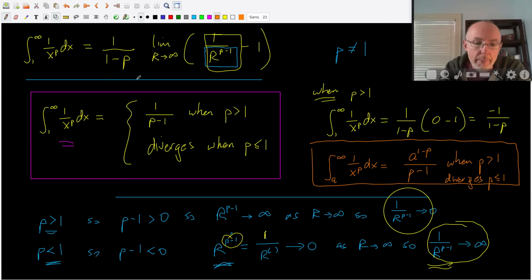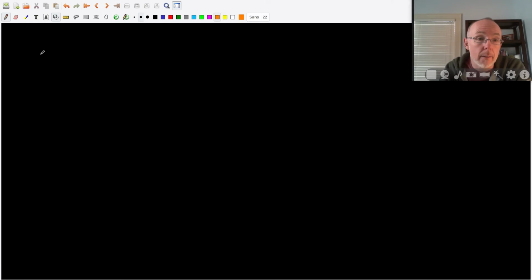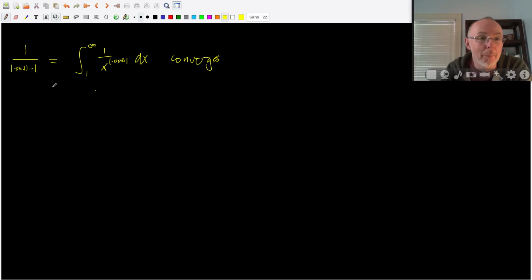So we know from this, for example, we can immediately say that the integral from 1 to infinity of 1 over x to the power of 1.0001 dx, that converges, right? And in fact it's going to be equal to 1 over p minus 1, which in this case is 1.0001 minus 1. So that integral is going to be equal to 1 over 0.0001.